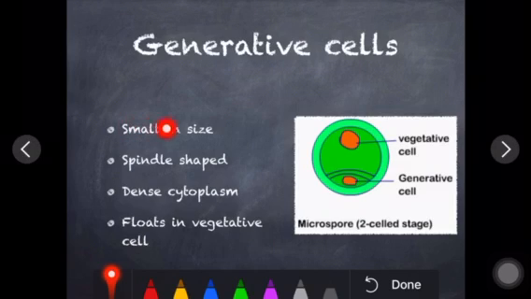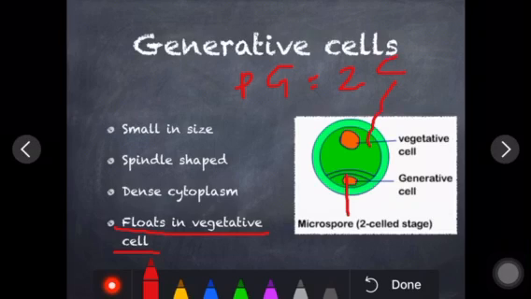Okay, so the generative cell is small in size and spindle shaped, and cytoplasm will get formed. And the third, which is one of the important lines, is that it floats in the vegetative cell. Let's try to understand the meaning of this line: floats in the vegetative cell. So how does it float in the vegetative cell? Here is the vegetative cell, and here is the generative cell. So the pollen grain is having how many cells? Two cells. So this stage shows that the pollen grain is at the 2-cell stage.